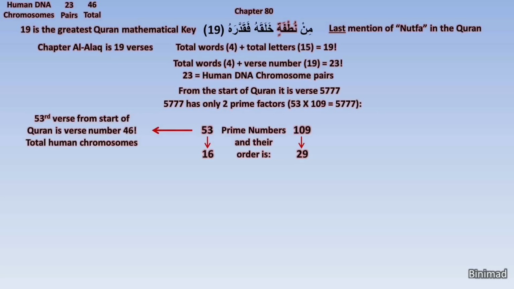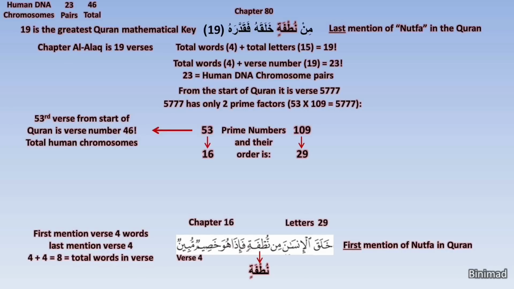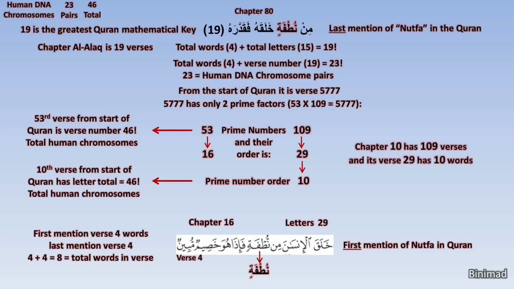To answer this, we go to the first mention of nutfa in the Quran, and here are the numbers. It is in chapter 16. It has 29 letters, and first mention was 4 words, and this is verse 4. So the code of the last mention of nutfa points at the math of the first verse with the mention of nutfa. Yet 29 is also a prime number, and its order is 10. Amazingly, the 10th verse from the start of the Quran has exactly 46 letters. I also found it interesting that chapter 10 has 109 verses, and its verse 29 has 10 words.